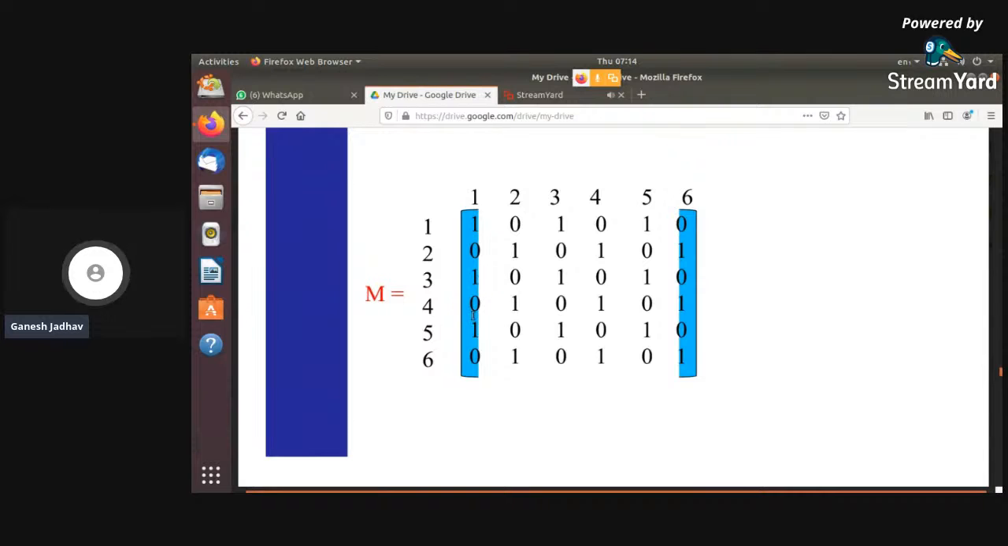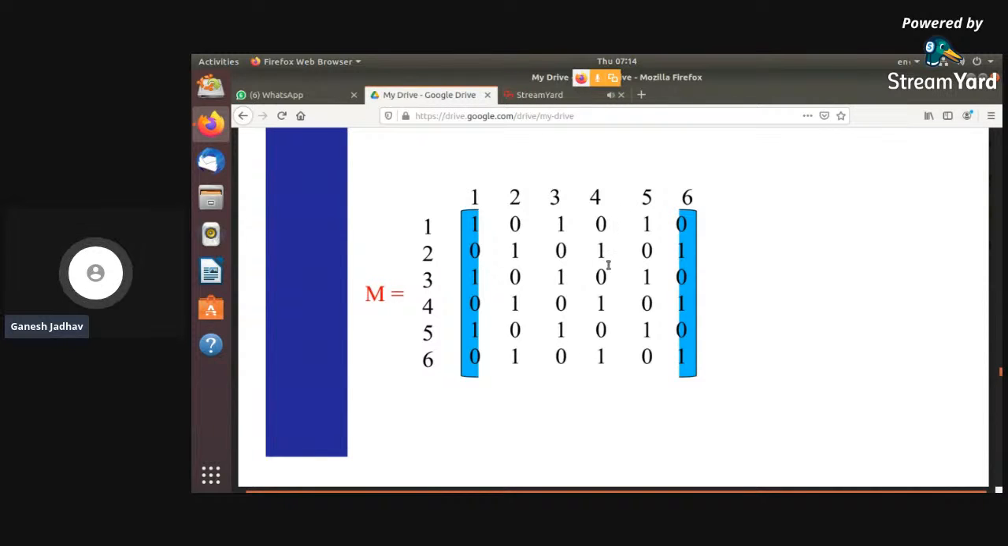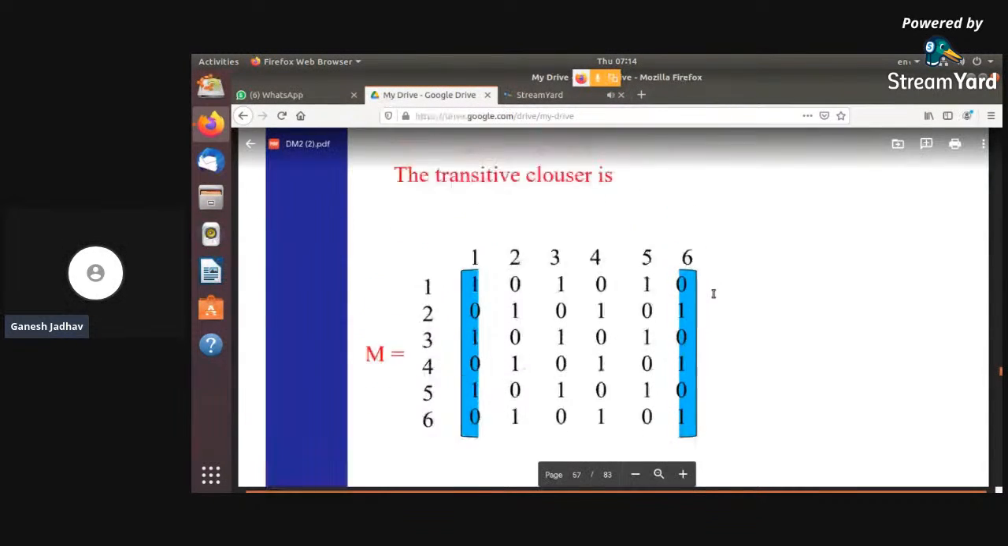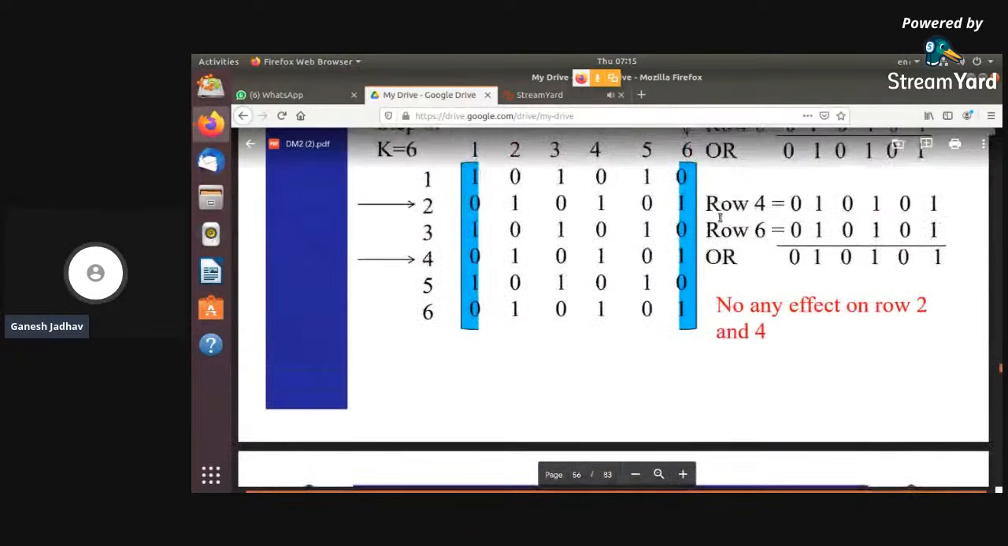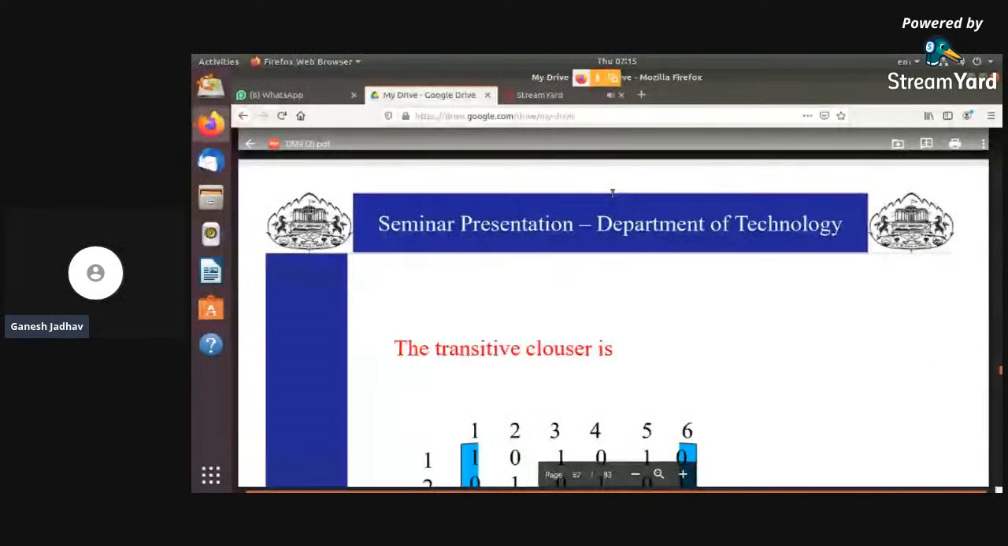1 0 1 0 1 0, 0 1 0 1 0 1, 1 0 1 0 1 0, 0 1 0 1 0 1. As per this matrix, this is your transitive closure. Get it now? So this is a very simple example of the transitive closure.